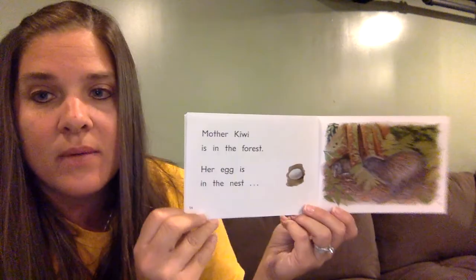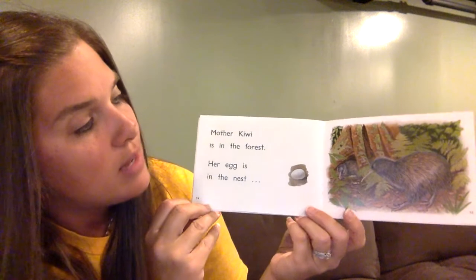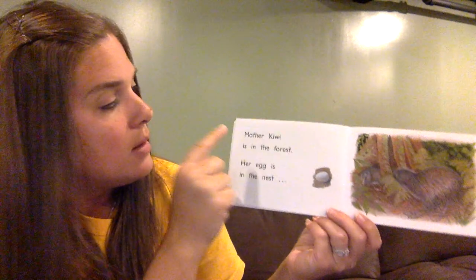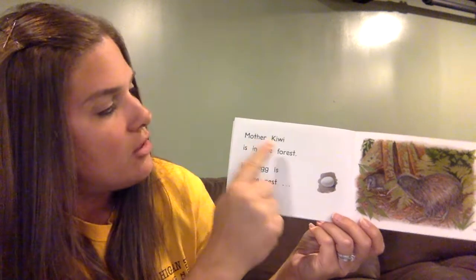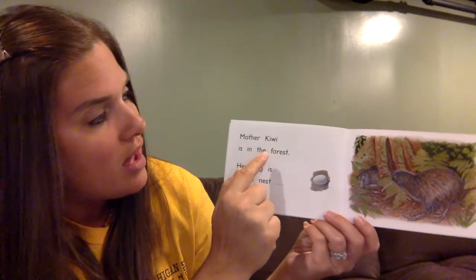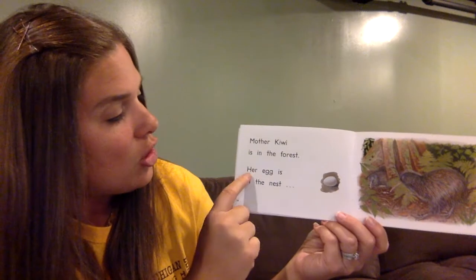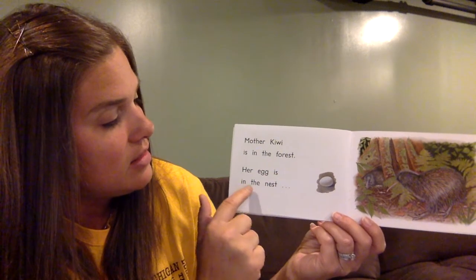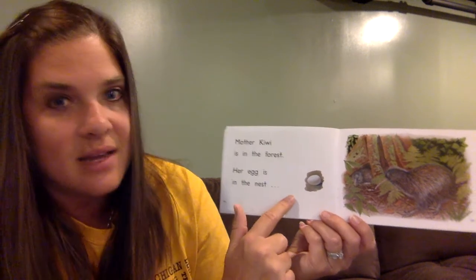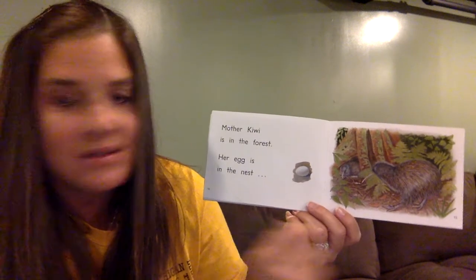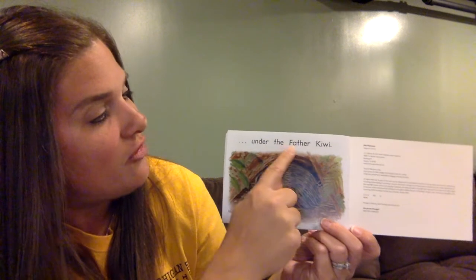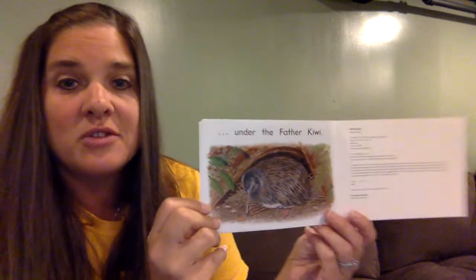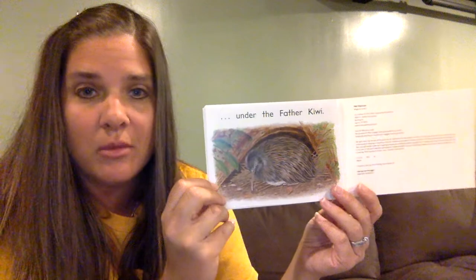Oh, wow. That's a pretty neat looking kind of bird, and I'm not sure what kind of bird that is. Mother kiwi. That's a tricky word. Mother kiwi is in the forest. Her egg is in the nest. Dot, dot, dot. I can't wait to see what they tell us on the next page. Under the father kiwi. So at the end of the book, the pattern changed a little bit, and super readers, your teachers have taught you that.